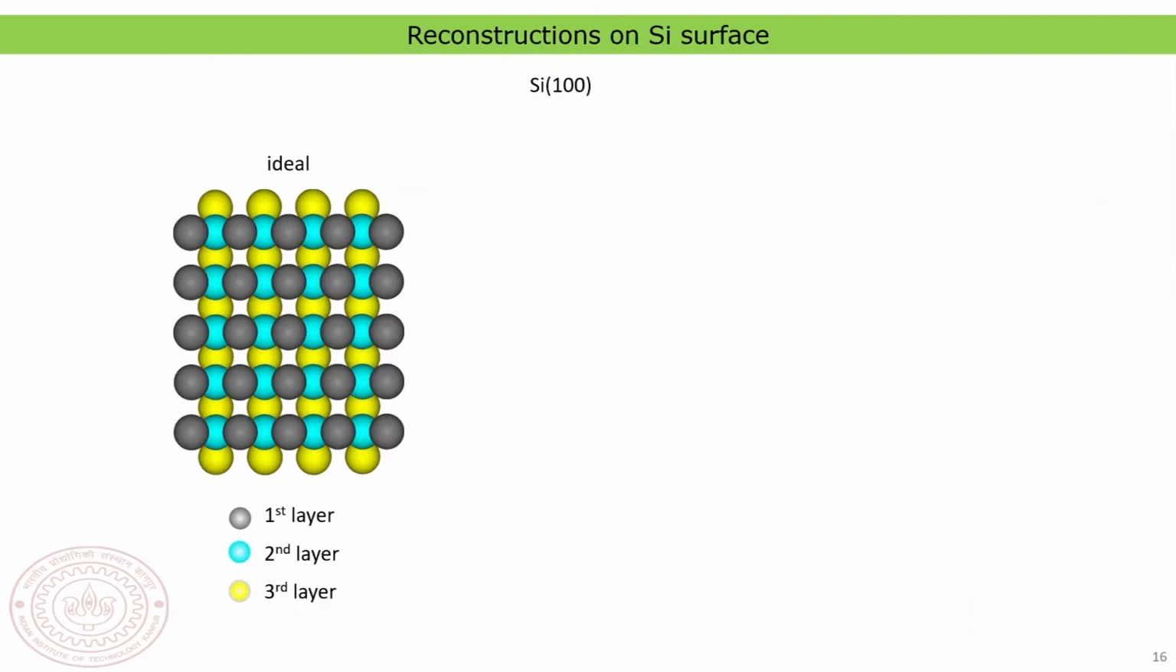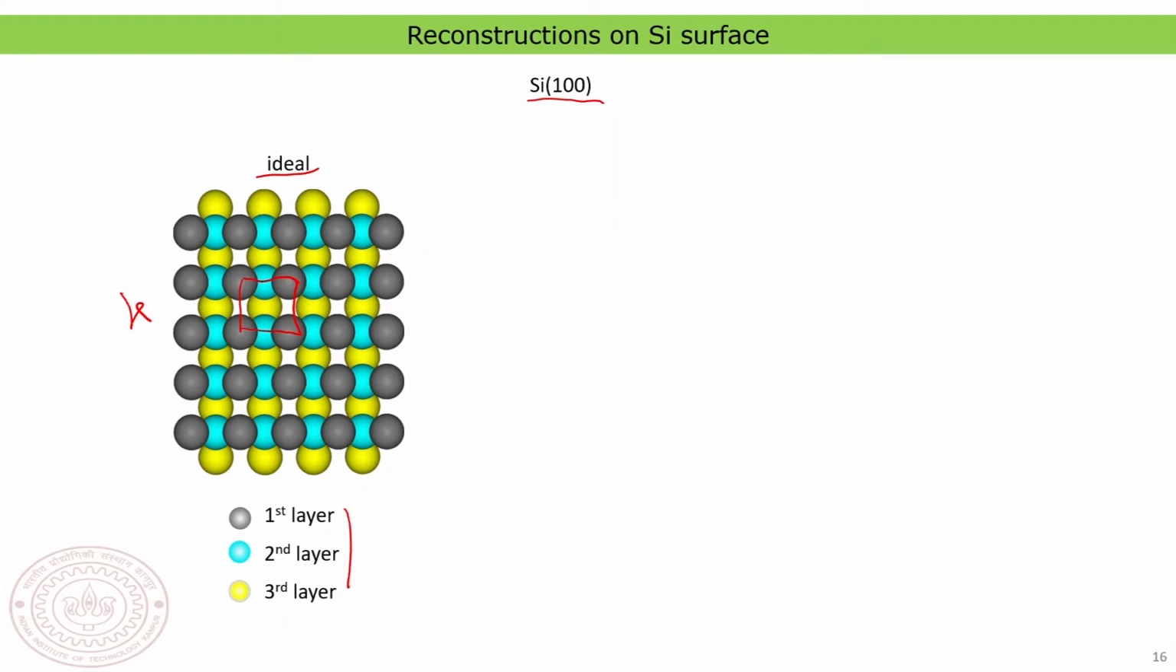So this is a silicon 100 surface. The silicon 100 surface is not an FCC surface, it is a diamond lattice, but this actually comes in the family of FCC. This is the ideal silicon 100 surface, and of course, as expected for the 100 surface, you can see it has a square unit cell, meaning the symmetry of the surface is fourfold. And the different colors here represent the different layers.